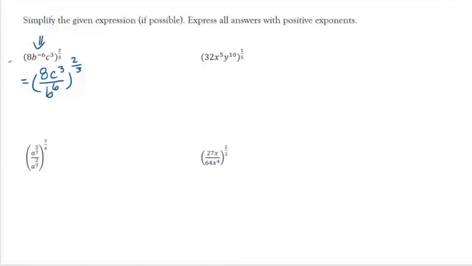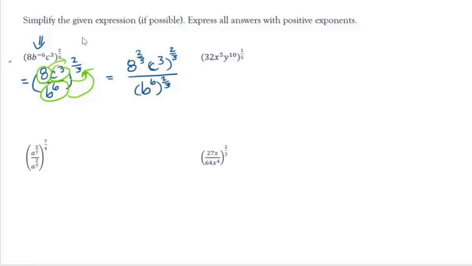Now I recall that every single thing inside the brackets must be raised to the exponent on the outside of the brackets. So I'll take the 8 and raise it to the 2/3, the c cubed and raise it to the 2/3, and of course the b to the power of 6 as well. What does that look like? Well, I've got 8 to the power of 2/3, c cubed to the power of 2/3, and in the denominator, b to the power of 6 to the 2/3.